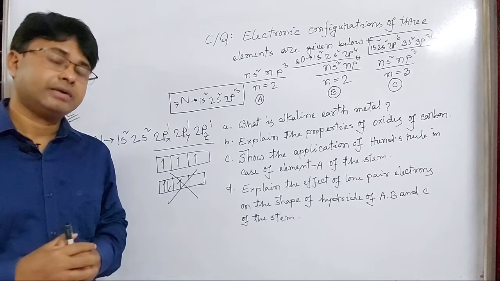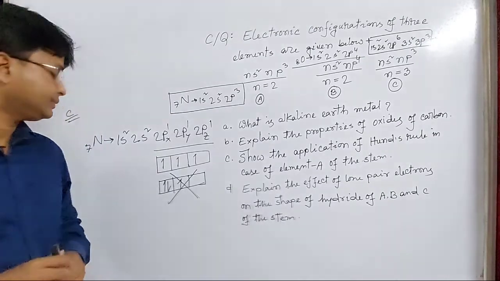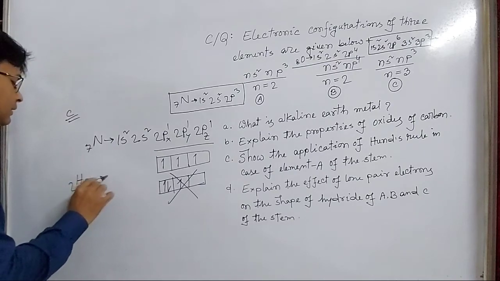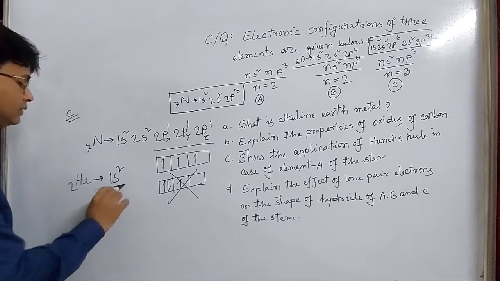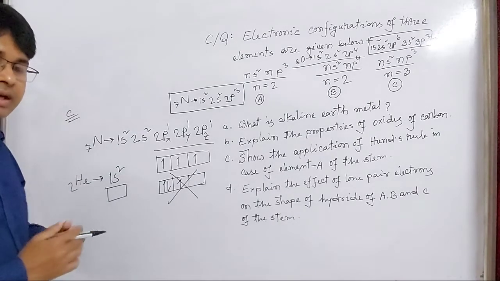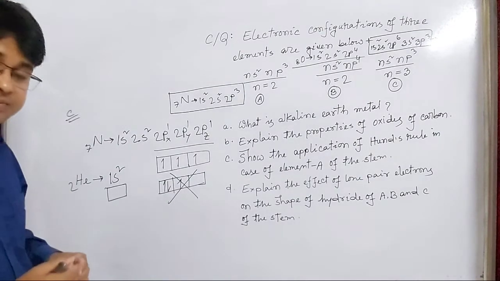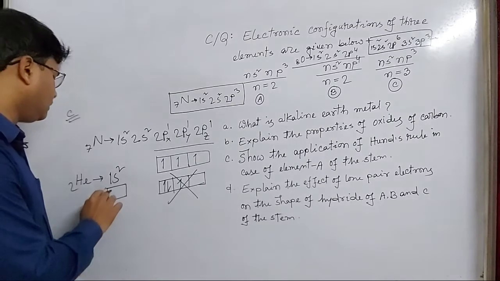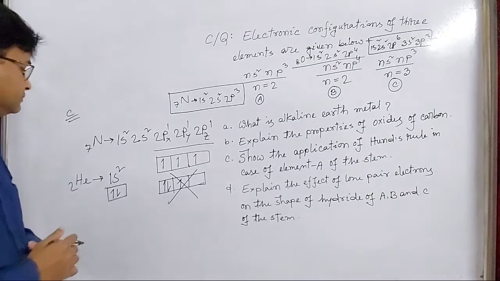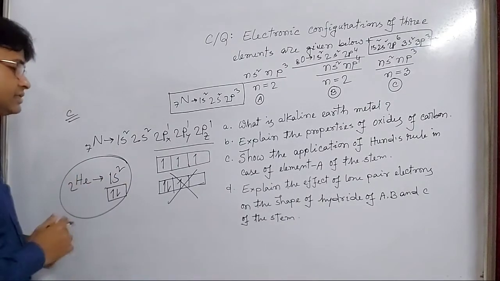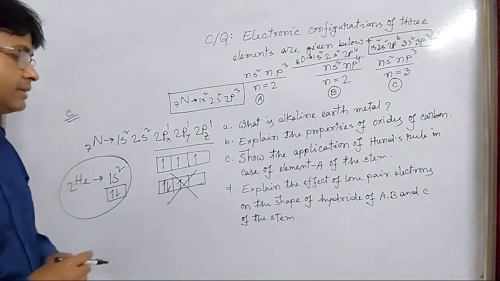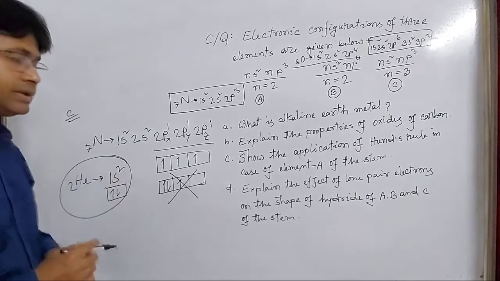Students, I would like to remind you, if I write here the electronic configuration of helium, it is 1s2, and there is no degenerate orbital of s subshell. That's why Hund's rule is not applicable for helium. So dear students, I am sure that you have understood the application of Hund's rule in case of nitrogen atom.